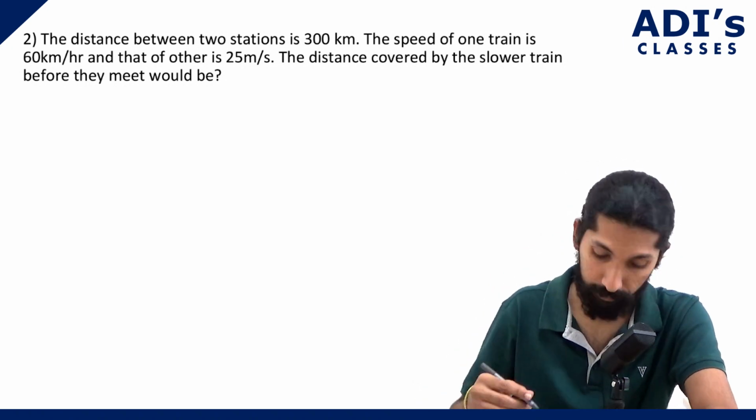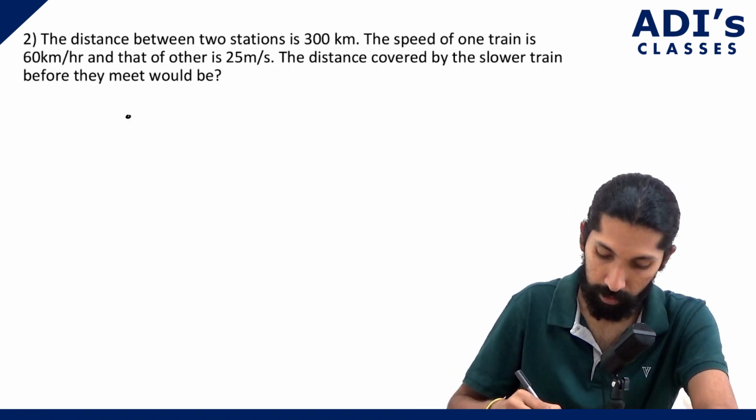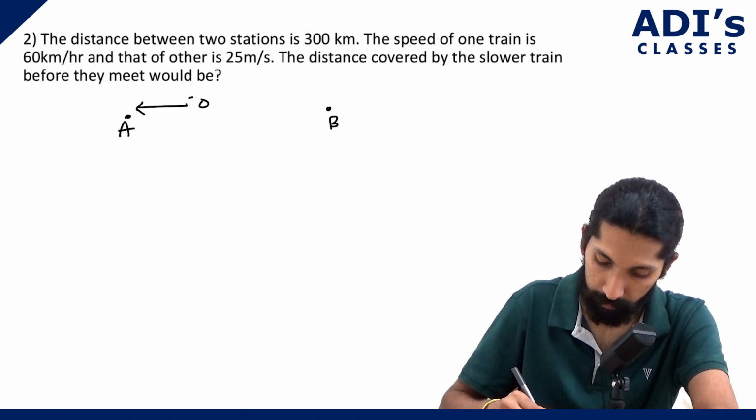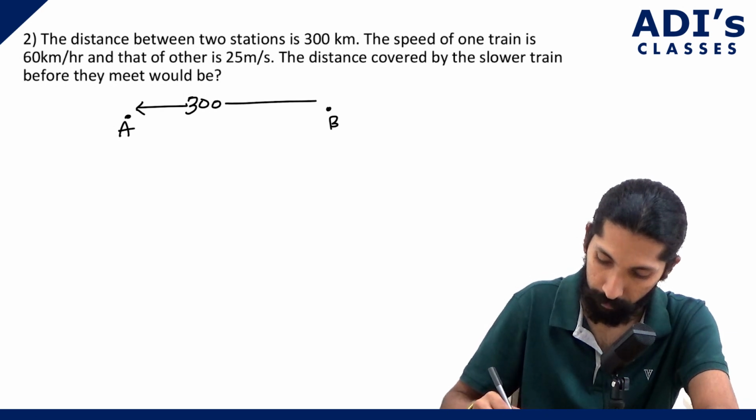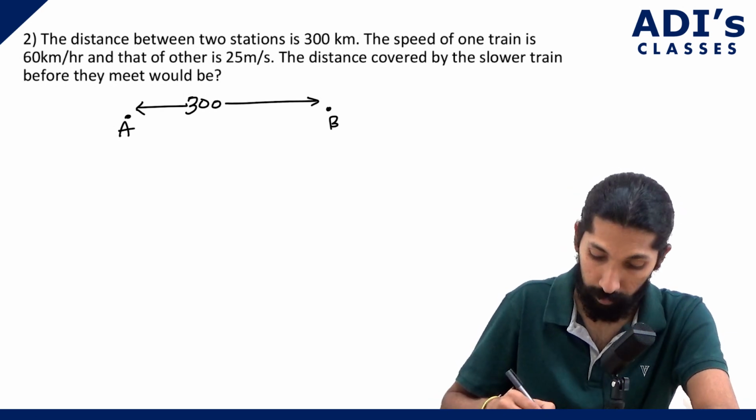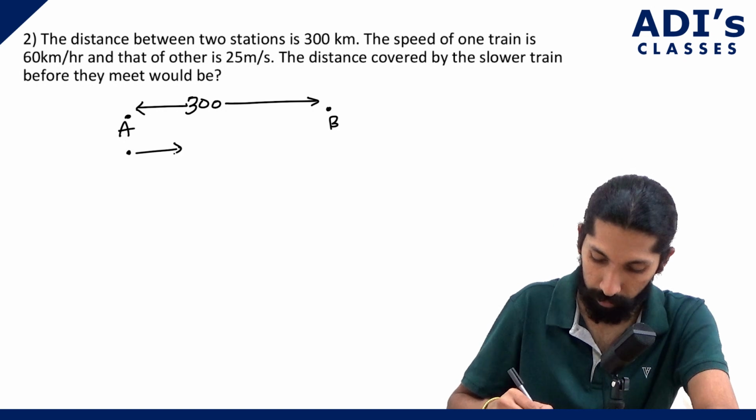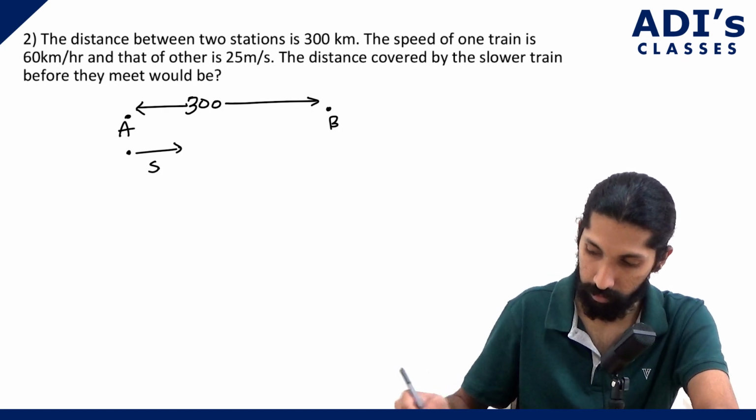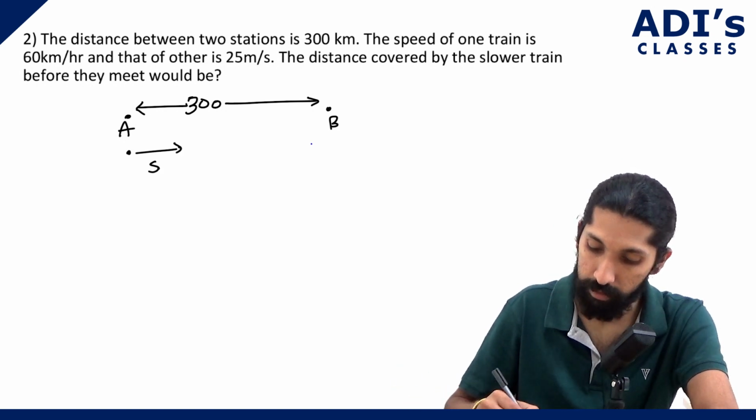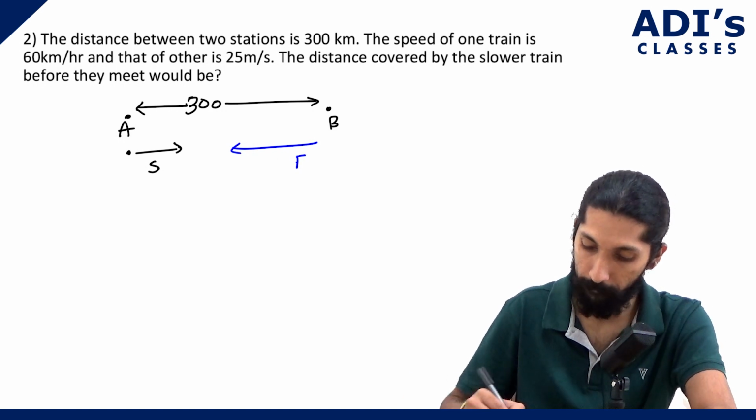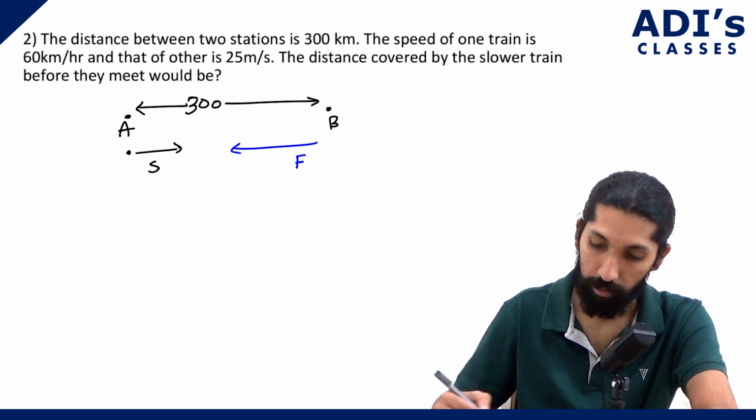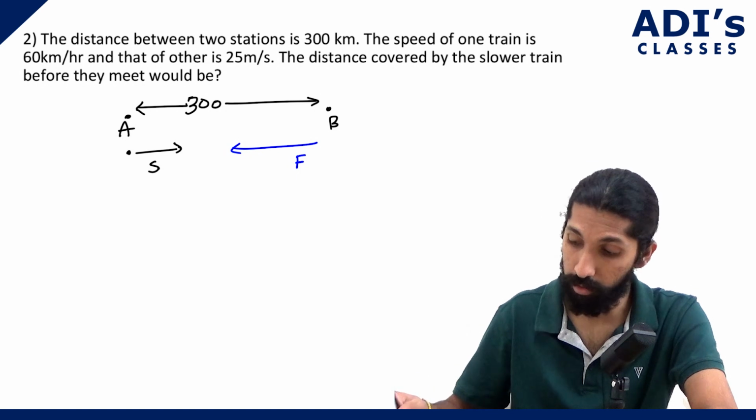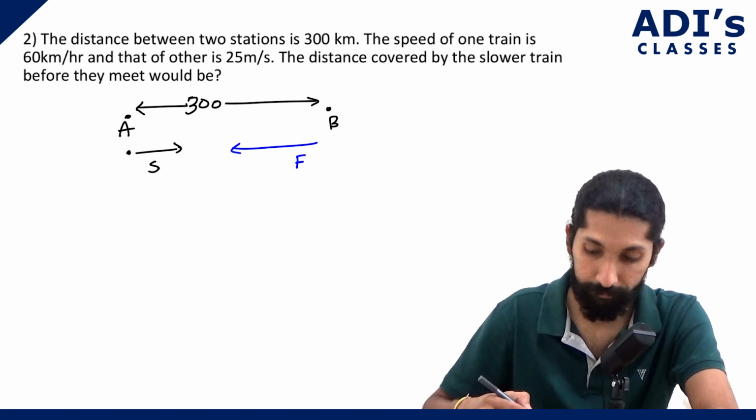So in this case, we have two stations, A and another station B, and this distance is 300, all right? One train, the slower train, starts from here. This is the slower train, and the faster train starts from here. All right. Now, first we need to see which is the slower one, which is the faster one, right?